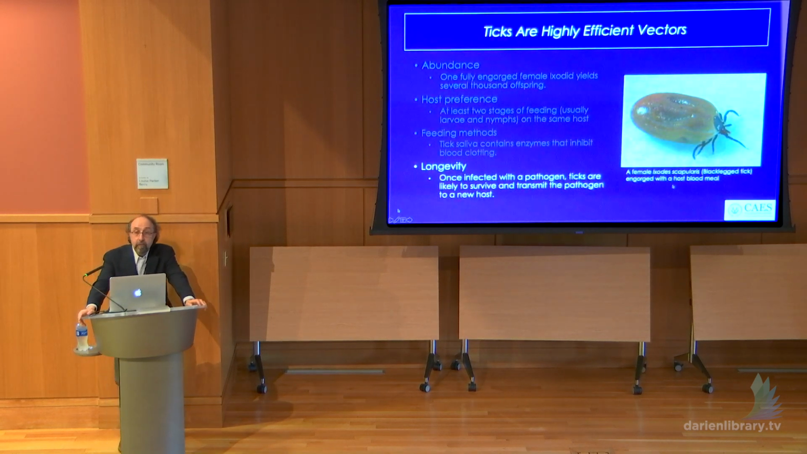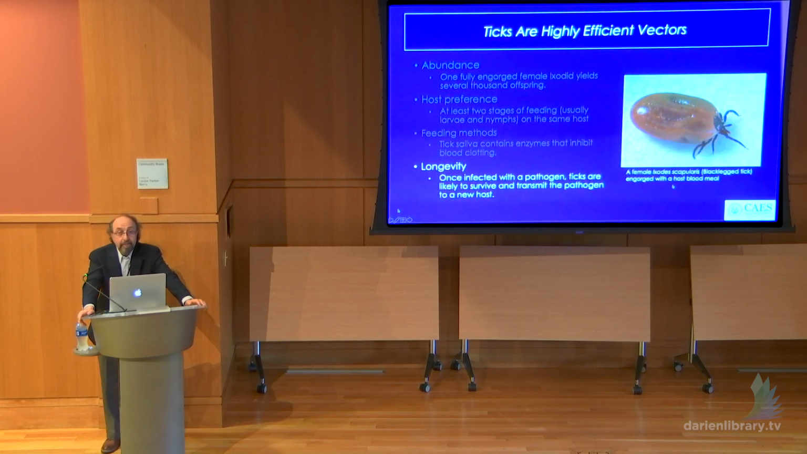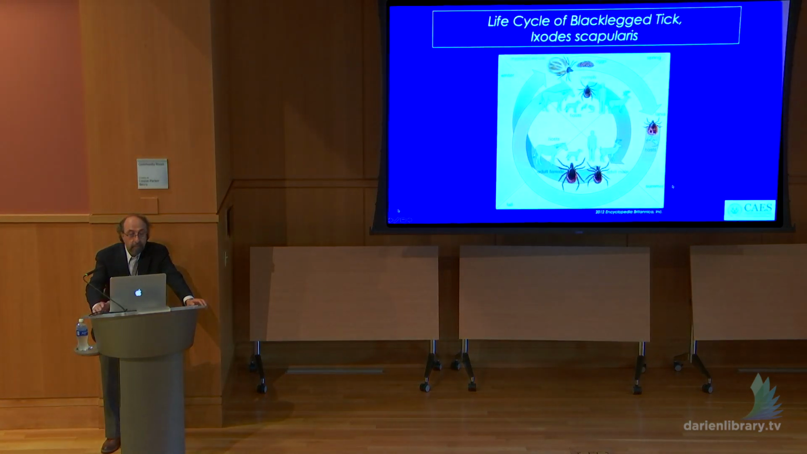Longevity. So if you compare ticks to mosquitoes, mosquitoes live about 1 month or so, but ticks live 2 to 3 years. And this increases their ability to transmit the disease agent. So here I want to show you the tick life cycle.